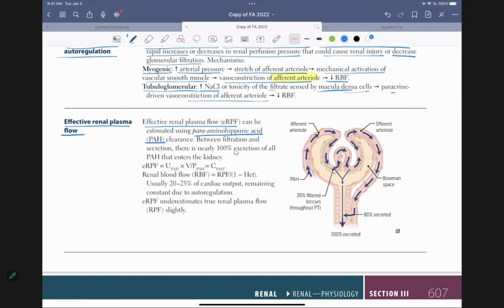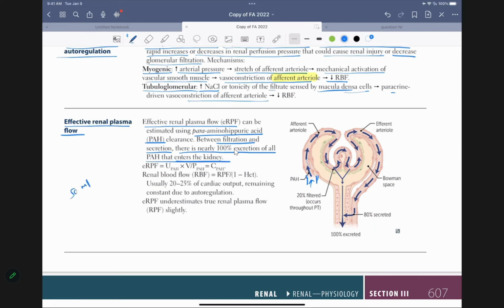PAH, between filtration and secretion, there is nearly 100% excretion of that. Now look at that, 100% excretion that enters the kidney. So what does that mean? We have to go into the renal artery. So let's say this is a patient's renal artery. You have instruments, we will go to the renal artery, and at the entrance of the renal artery, we will inject a certain amount of PAH. Let's say, for hypothetical purposes, 50 ml.